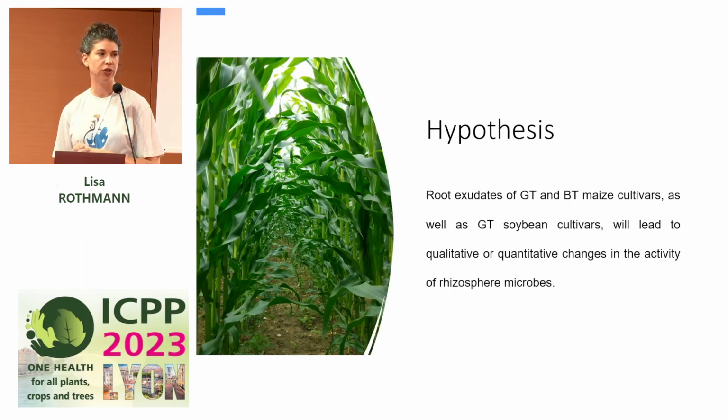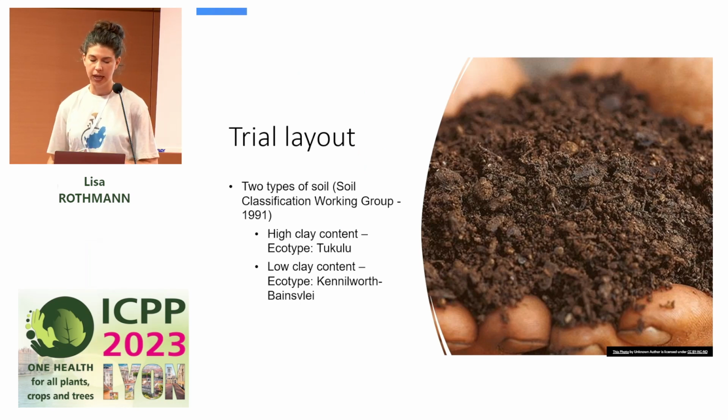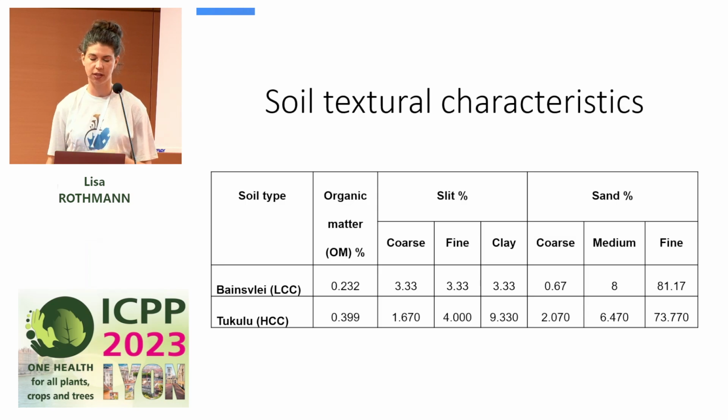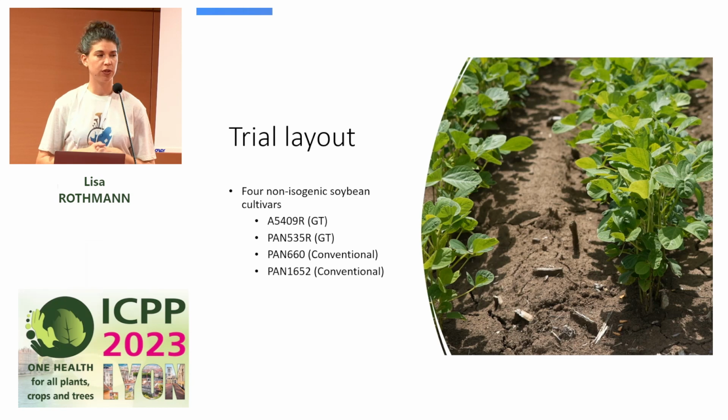So their hypothesis was to look at root exudates of GT and BT maize cultivars, as well as GT soybean cultivars. And this will then lead to qualitative or quantitative changes in the activity of the rhizosphere microbes. So the trial had two different soil types, a low clay and a high clay soil. I'm not going to spend too much time on the details, but there were clear differences in the soil characteristics, as well as the organic matter, silt percentage and sand percentage. They had 8 different maize cultivars, 2 of which were near isogenic families. And for the soybean, they had 4 non-isogenic soybean cultivars, and these are all cultivars that are available to producers, or were available.